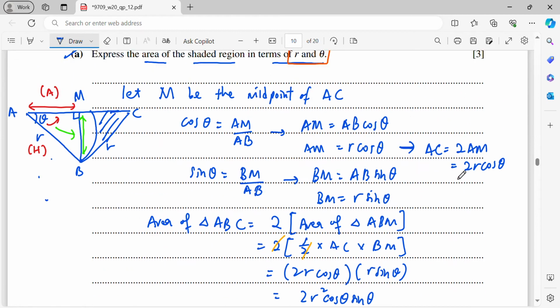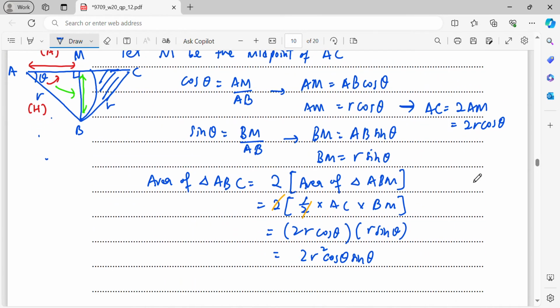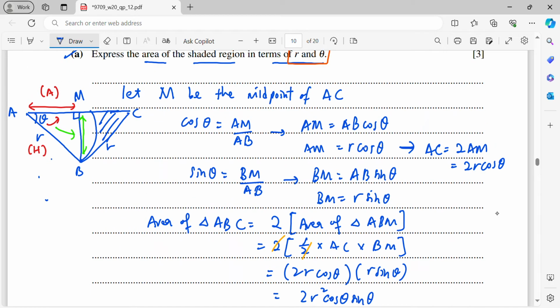Okay, wait. I think I made a mistake. You see here, I wrote 2 of area of triangle ABM. Triangle ABM is basically half of AM times BM. So I do need the AC basically. Sorry, mistake over here. Okay.